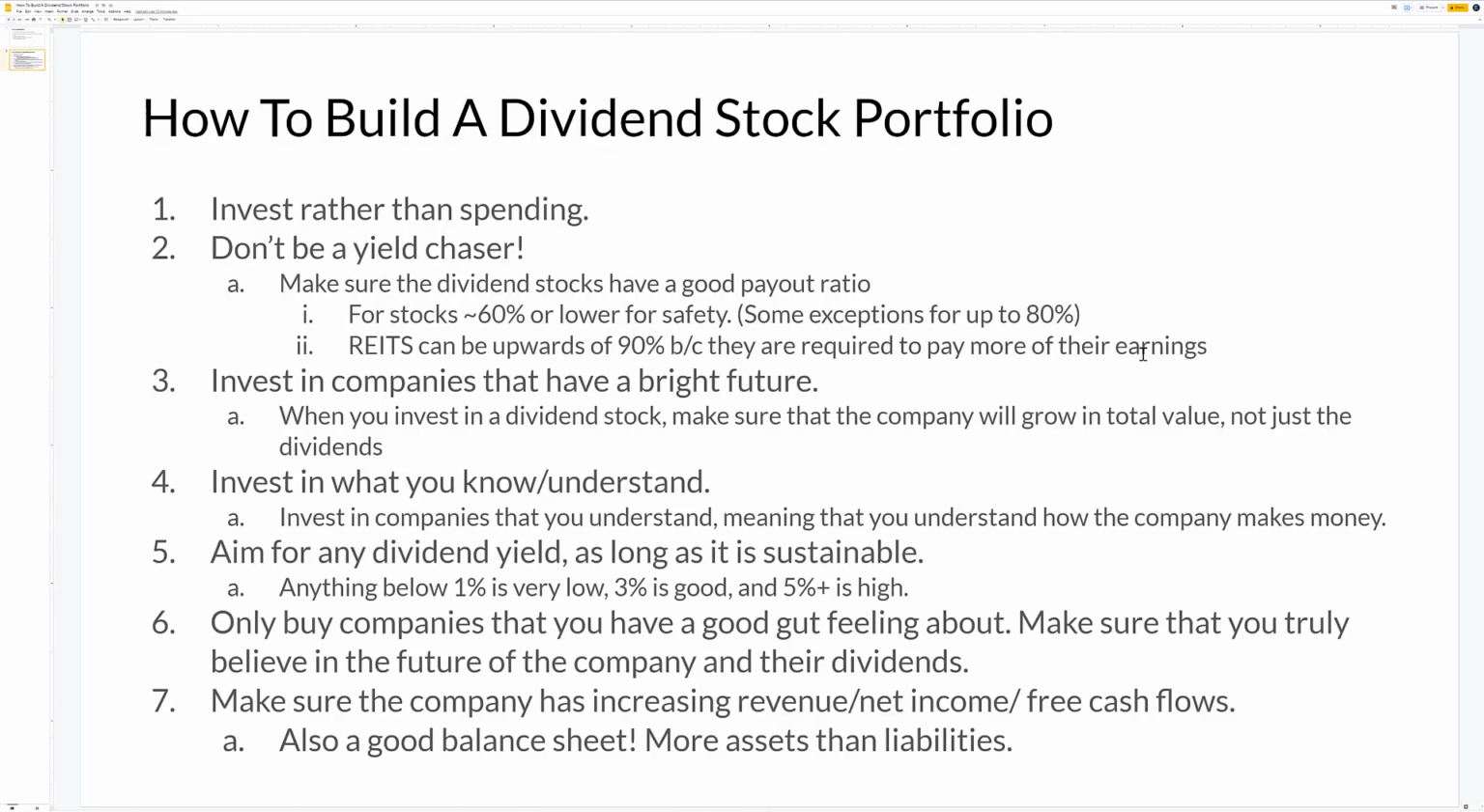But let's talk about how to build a dividend stock portfolio. So my first tip is invest rather than spending. Now I know everybody has expenses. I'm not saying to cut out all your expenses, but what I will say is cut out the unnecessary expenses. Everybody says that, and it's actually insanely incredible. Just adding an extra $50 a month into your portfolio from unnecessary expenses that you don't need can make a massive difference in the long term.